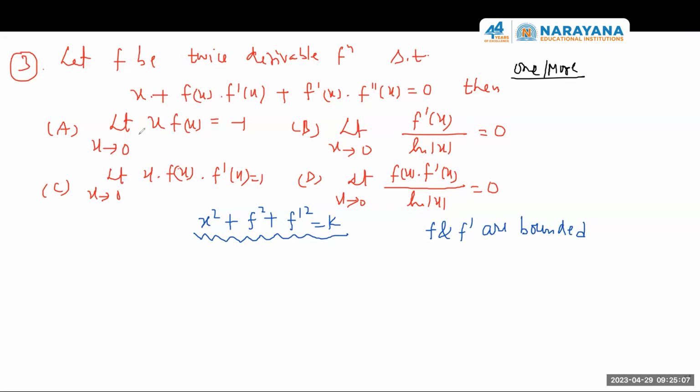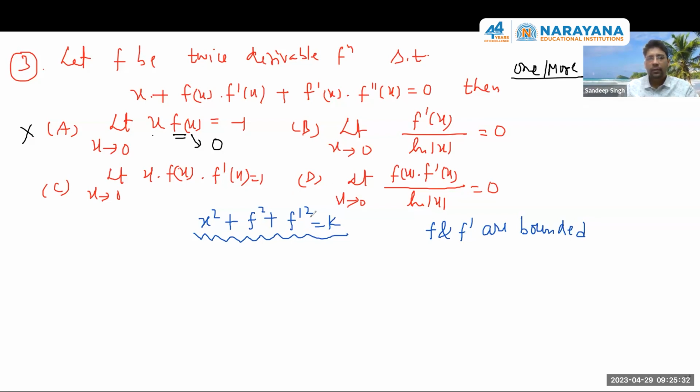Now you tell me option A: limit x approaching 0 of x f(x). Is it correct? Option A. No, because this is finite. f of x is finite. This is approaching 0. So this limit must be 0. Simple question. Next, f dash upon ln mod x. So this was the only catch here.